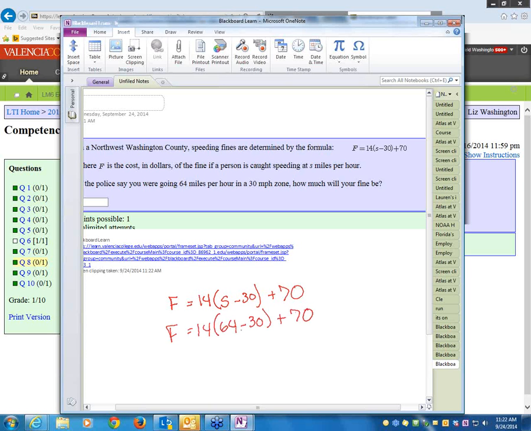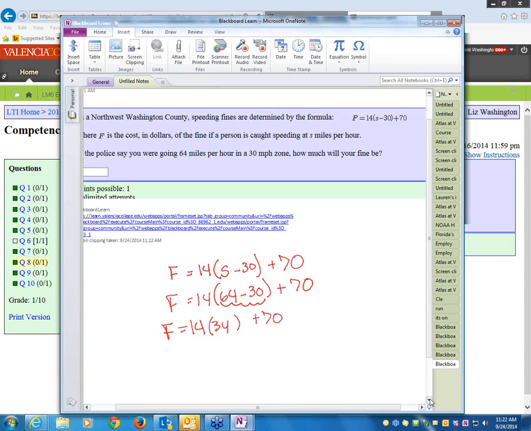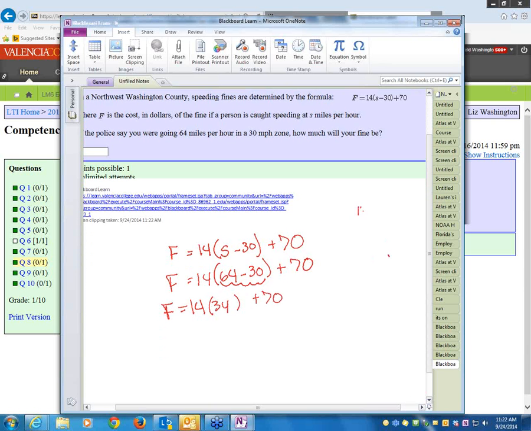And as you can see, once you plug the number in, it's pretty much order of operations on the right-hand side. So I'm going to go F equals, and again, 14 times whatever I get from this. 64 minus 30 is 34 plus 70. I am not a human calculator, so I am going to do the 14 times 34 over here on the right-hand side. 4 times 4 is 16. 4 times 1 is 4 plus 1. 3 times 4 is 12. Make sure you indent. 3 times 1 is 3 plus 1. So I get 476. So I'm going to come back over here.